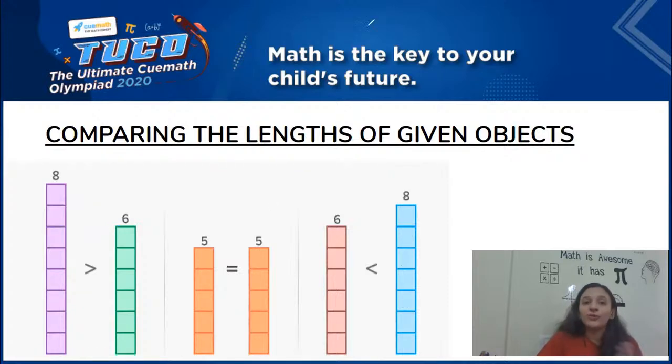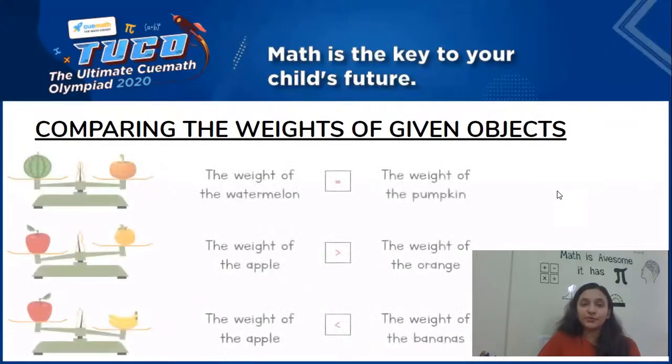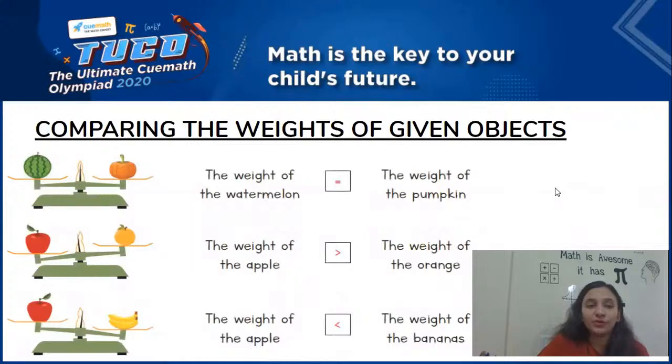So I hope all of you would have understood this concept of comparing the lengths of given objects, specifically for children who are in grade 1 and grade 2. Let's start from the same level to compare, because it becomes easy for them to actually visualize it. And if it is only about telling which is longer, which is shorter, they can just look at it and tell. So with this, we move on to the next concept, which is comparing the weights of given objects.